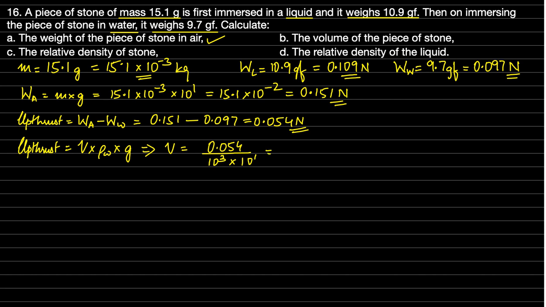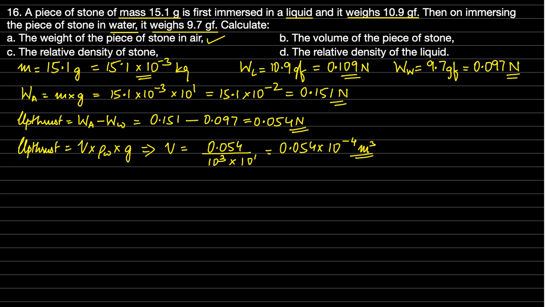So we get this as 0.054 into 10 to the power of 3 into 10 to the power of 1 gives us 10 to the power of 4, and 10 to the power of 4 goes to the numerator, becomes 10 to the power of minus 4. So we have got it as 0.054 into 10 to the power of minus 4, and since this is volume, it's going to be in meter cube. So that would be our volume.